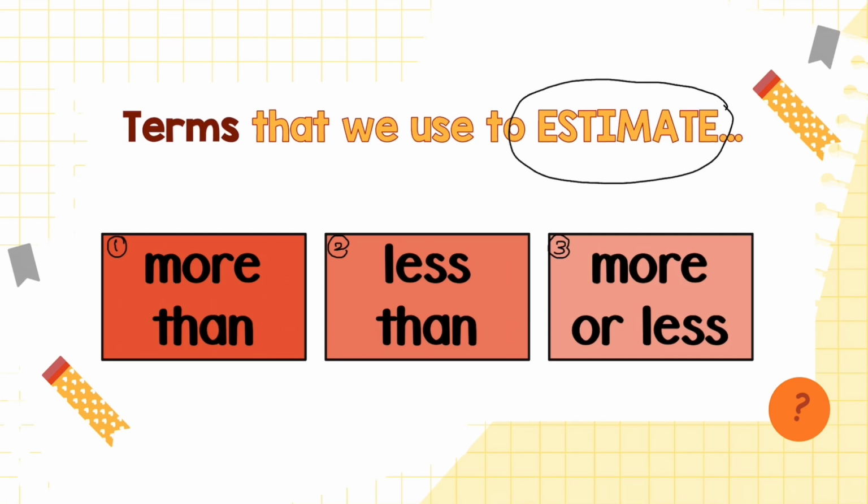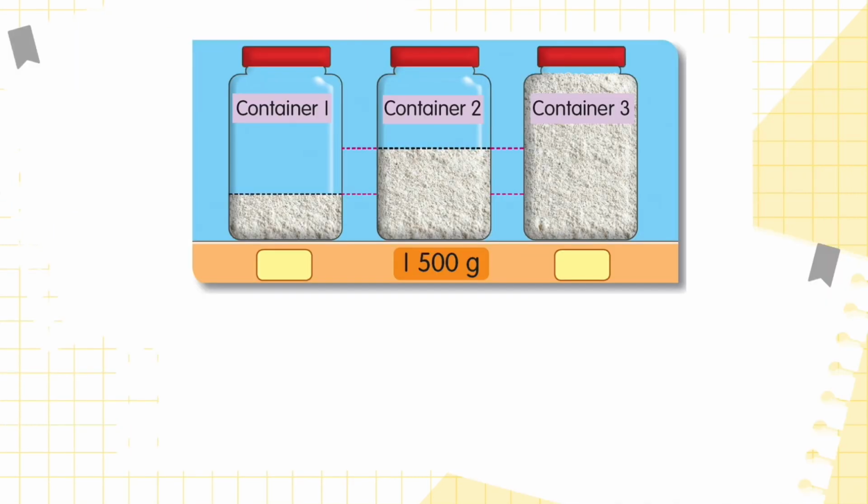Second one is less than. Less than means a smaller amount of it, or it's not as much, or fewer, or less. And the third term is more or less. More or less means approximately, roughly, or equal, or we can say about. Now, let's look at the example here.